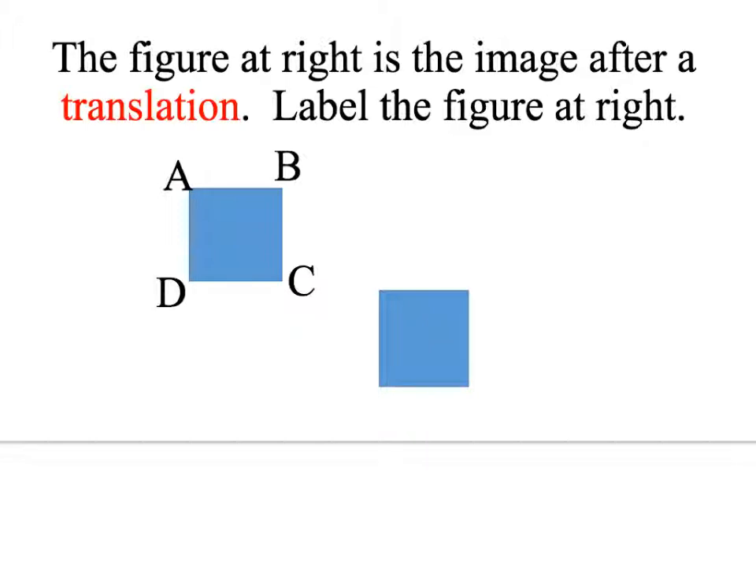The figure at right is the image after a translation. So a translation just shifted it. So it's just going to be A prime, B prime, D prime, C prime.